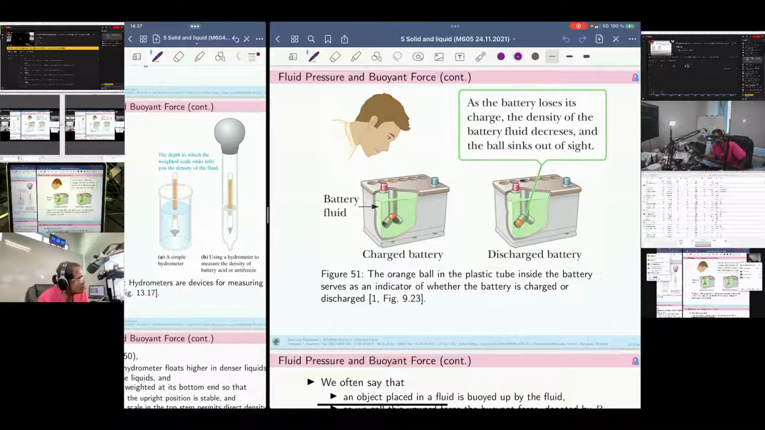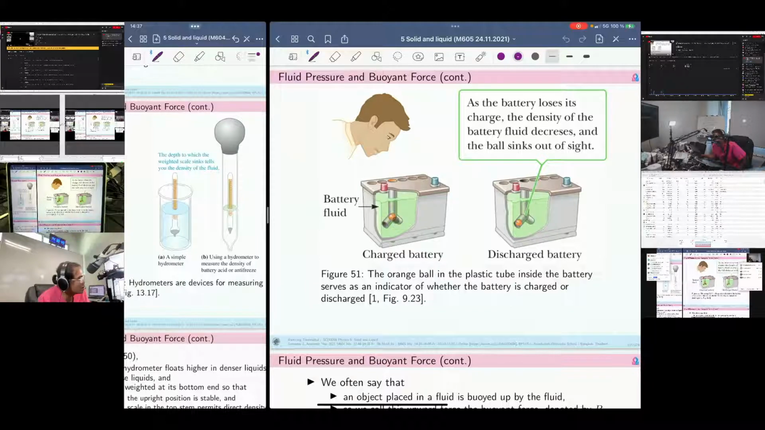But the idea behind that is what we are going to study here. It is known as lifting force or buoyant force. The lifting force is the force that tries to lift this object up, and that's the way we observe the battery condition. We often say that an object placed in a fluid is buoyed up by the fluid. So we call this upward force the buoyant force, denoted by the letter B.